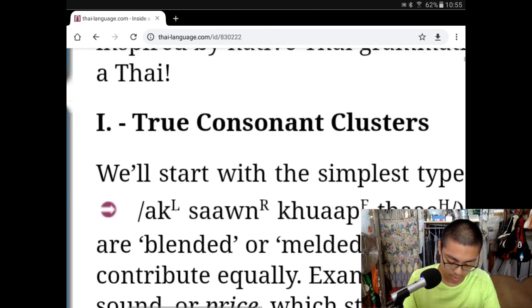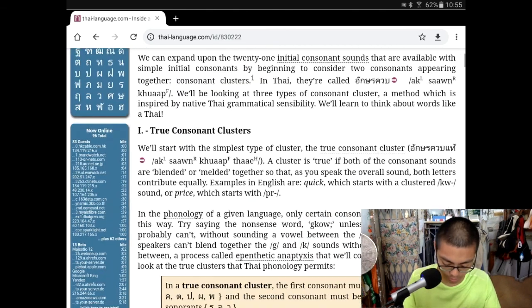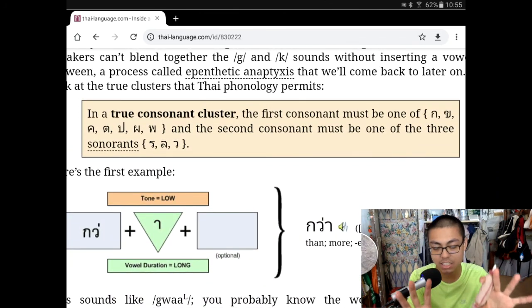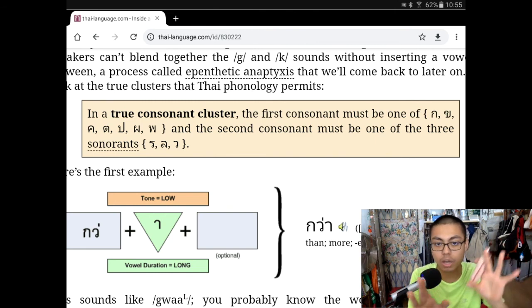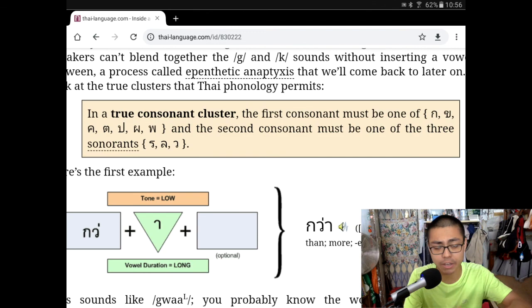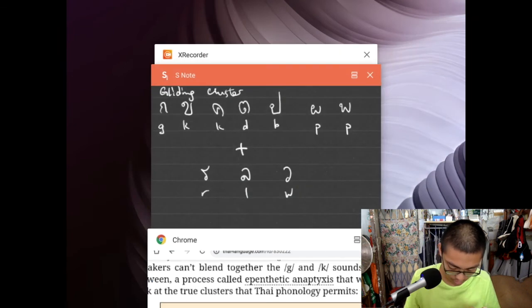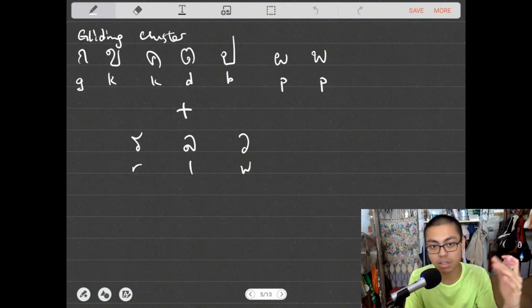But here in the website, it says true consonant cluster. That refers to gliding cluster, which is the name I used for this category. So the definition is here in this box. We have two sets of consonants, and when we combine some of them, they fall into this category, the gliding cluster. Gliding cluster is a gliding sound with two consonants. When we blend them together, we can make a smooth sound.